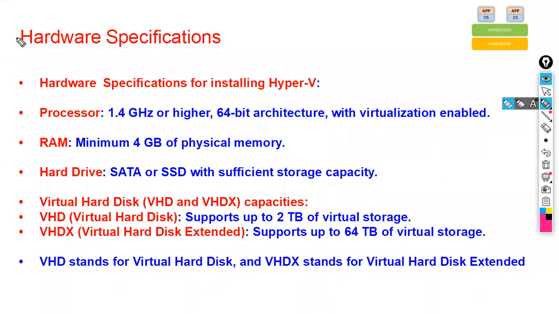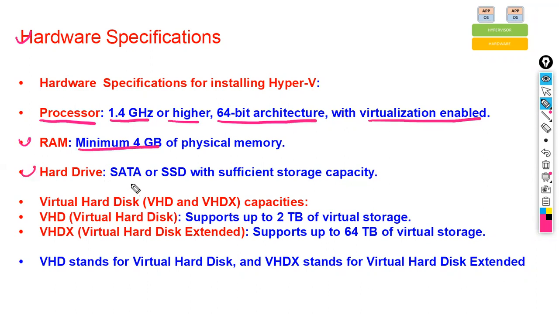Let us see the hardware specifications to install the Hyper-V. So we need the processor 1.4 gigahertz or higher, and the processor should be 64-bit architecture with virtualization enabled. And the RAM should be minimum 4 GB, and the hard disk can be SATA or SSD with sufficient storage. You should know how much storage you are going to use, so you should have that much storage.